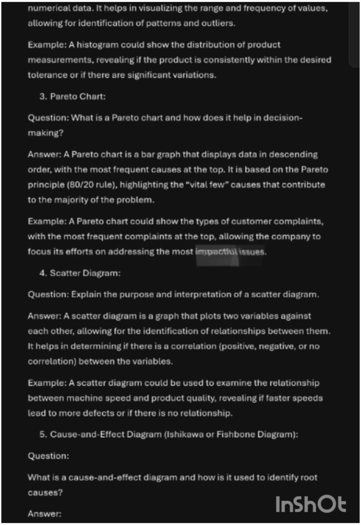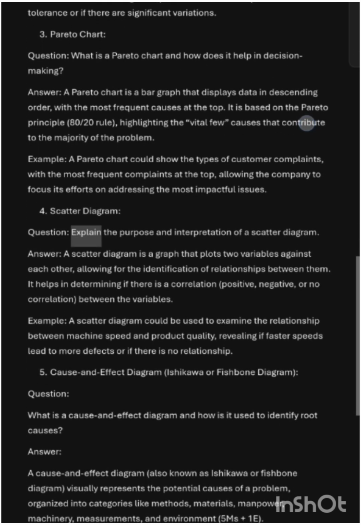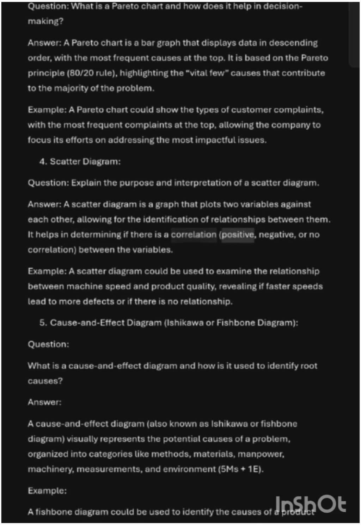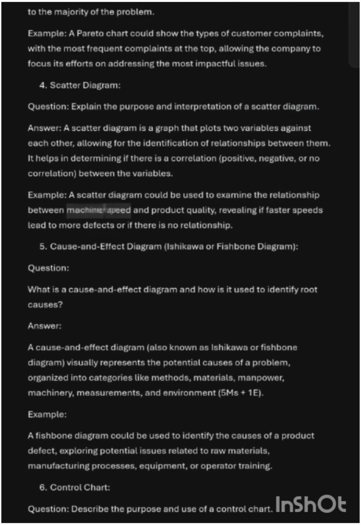4. Scatter diagram. Question: explain the purpose and interpretation of a scatter diagram. Answer: a scatter diagram is a graph that plots two variables against each other, allowing for the identification of relationships between them. It helps in determining if there is a correlation, positive, negative, or no correlation between the variables. Example: a scatter diagram could be used to examine the relationship between machine speed and product quality, revealing if faster speeds lead to more defects or if there is no relationship.